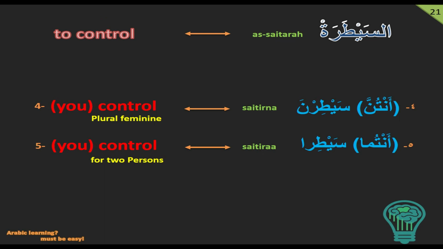Here finally we have number 4. أنتن سيطرن. We say سيطرن means control for plural feminine. And number 5 سيطرا. سيطرا means control for 2 persons. And now the video.